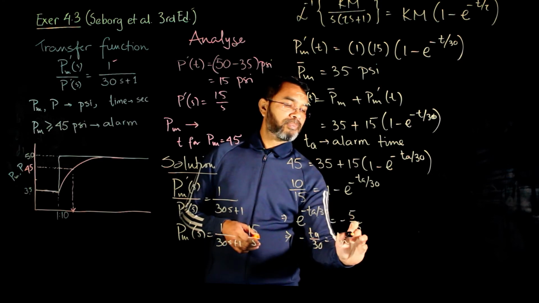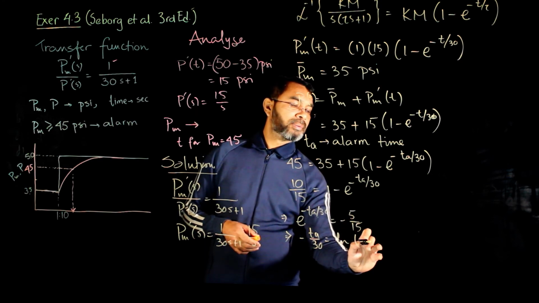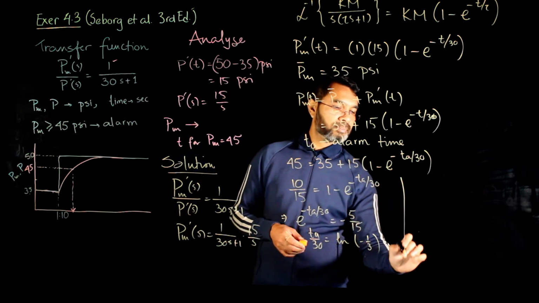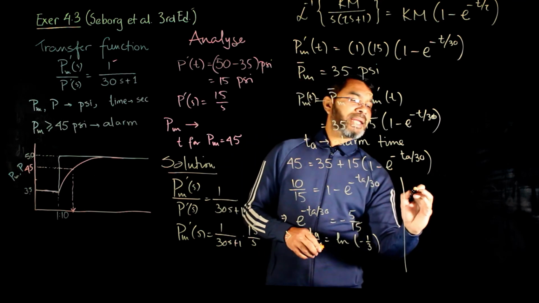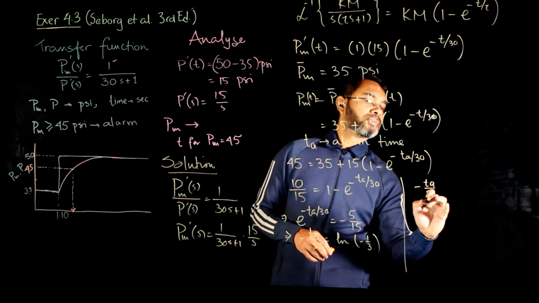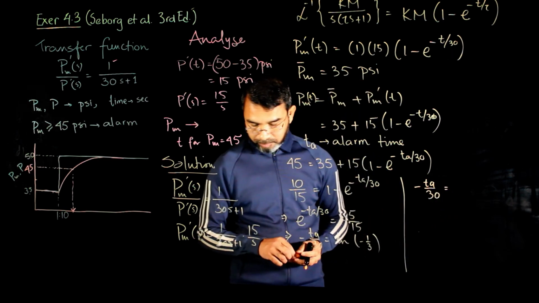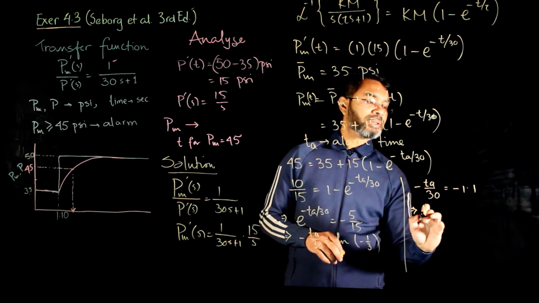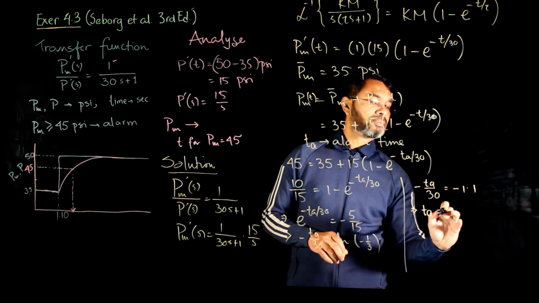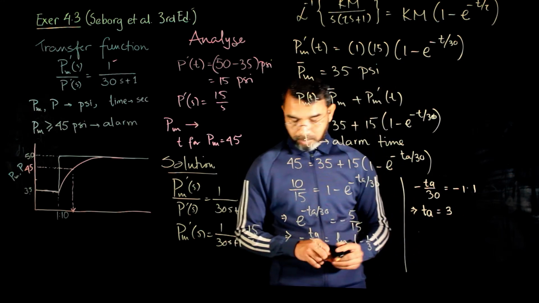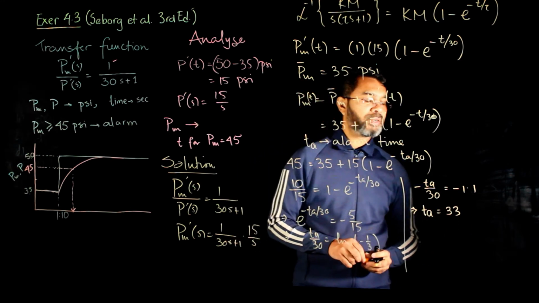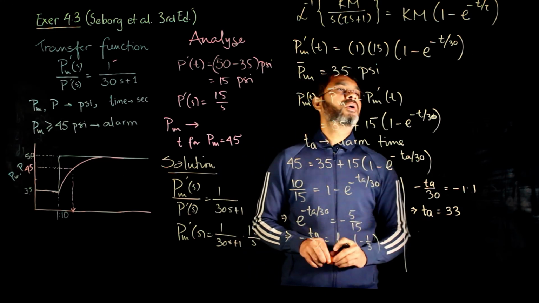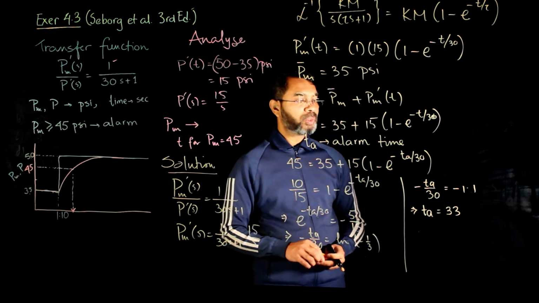Just a simple numerical calculation: negative t_A over 30 will be the natural logarithm of 1/3. This gives us negative t_A over 30 equals negative 1.1. So t_A will be 33. We know that the time was in terms of seconds, so it will take 33 seconds for the alarm to ring.